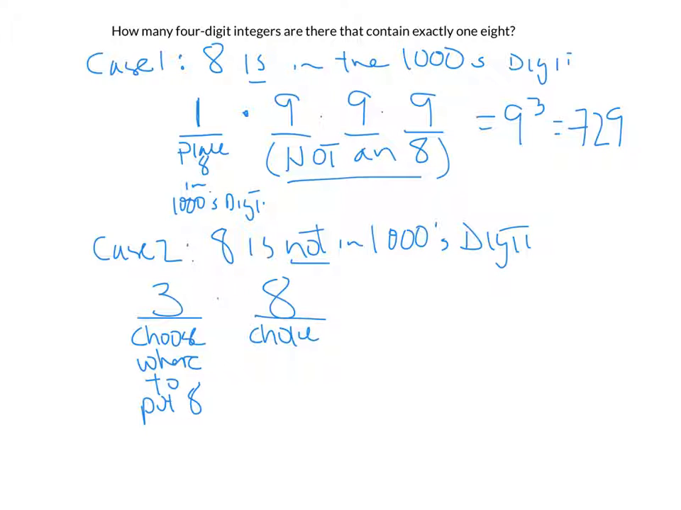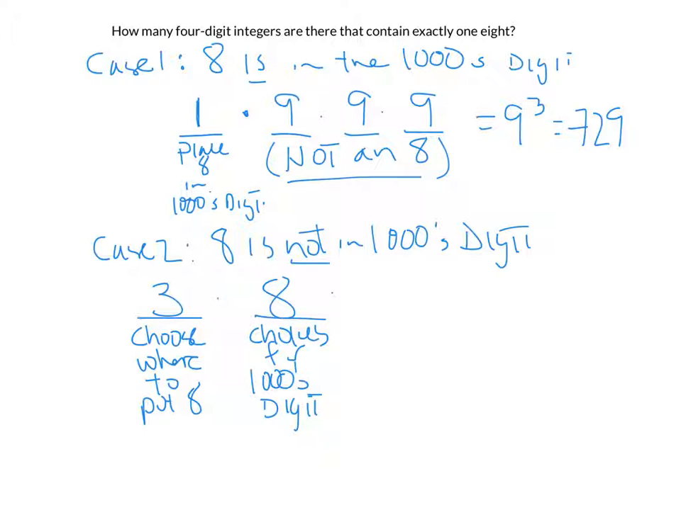Choices for thousands digit. And the reason we have 8 choices is because we've already chosen an 8 to put somewhere else, which means we can't have 8 in the thousands digit, and of course we can't have 0 in the thousands digit. So we can have 1, 2, 3, 4, 5, 6, 7, or 9 in the thousands digit.